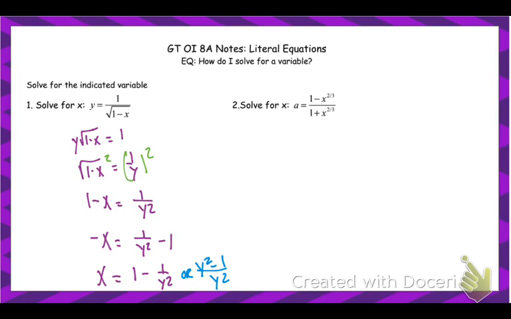All right, so let's look at our next one. So we've got a equals (1 minus x to the 2/3) over (1 plus x to the 2/3). So what we're going to do is rearrange this. Again, same thing, I'm going to go ahead and cross multiply here. So I'm going to have 1 minus x to the 2/3 is equal to a times (1 plus x to the 2/3). And then my goal here is to get x by itself. So I'm going to go ahead and distribute.